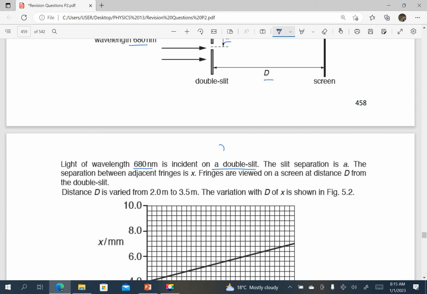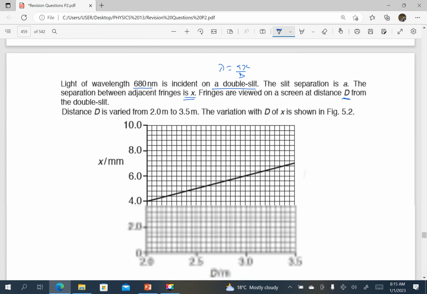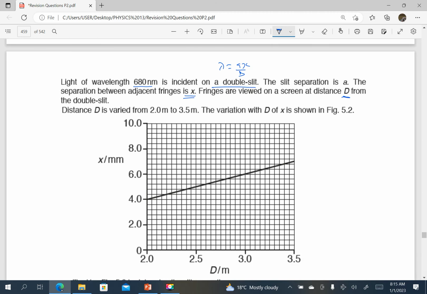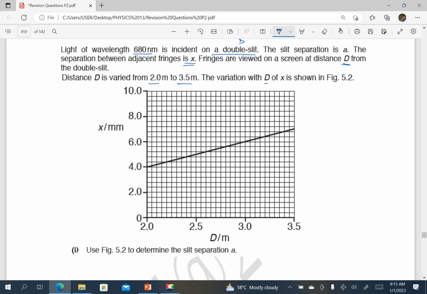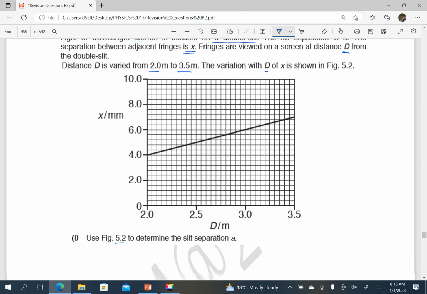Remember, for a double slit, lambda is equal to ax over D. The slit separation is A. The separation between adjacent fringes is x. Fringes are viewed on the screen at a distance D from the double slit. Distance D is varied from 2 meters to 3.5. The variation with D of x is shown in the figure. Use figure 5.2 to determine the slit separation A.